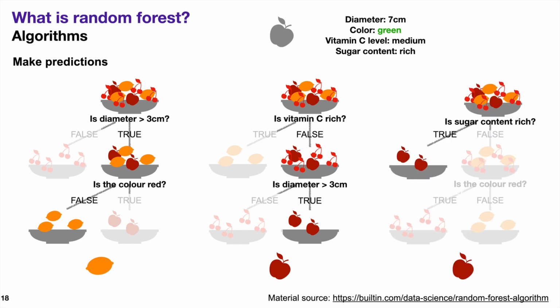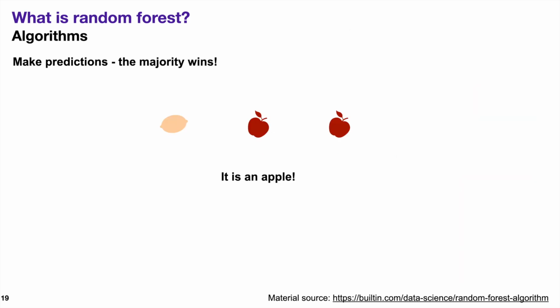Meanwhile, when we look at the third decision tree, it indicates our observation should be an apple because it has pretty high sugar content. So if our random forest has three trees in total, two of the trees voted the observation as an apple, and one voted it as a lemon. As I mentioned before, for a classification problem, the majority wins. So our random forest eventually gives its prediction as an apple, which is correct.